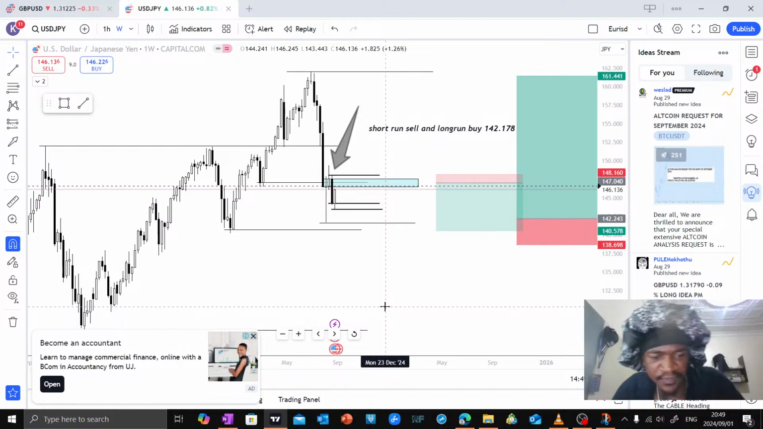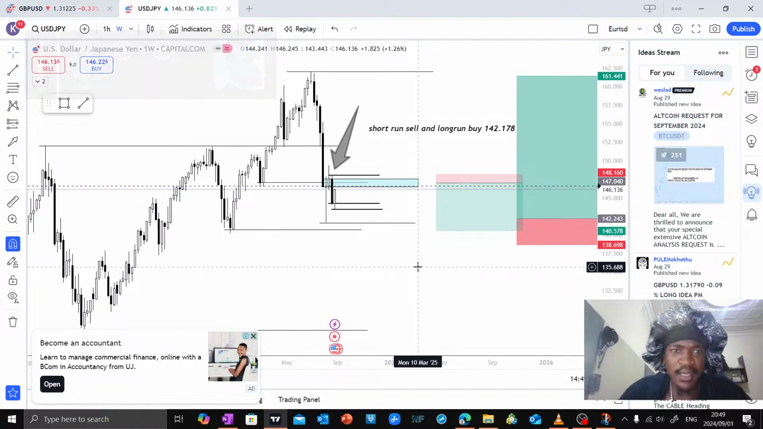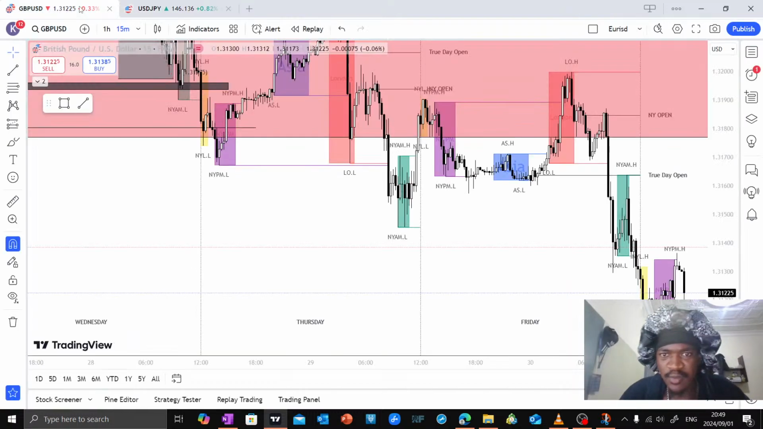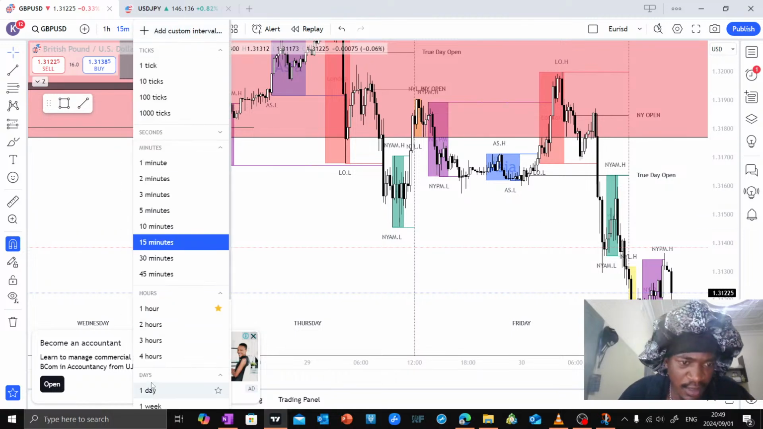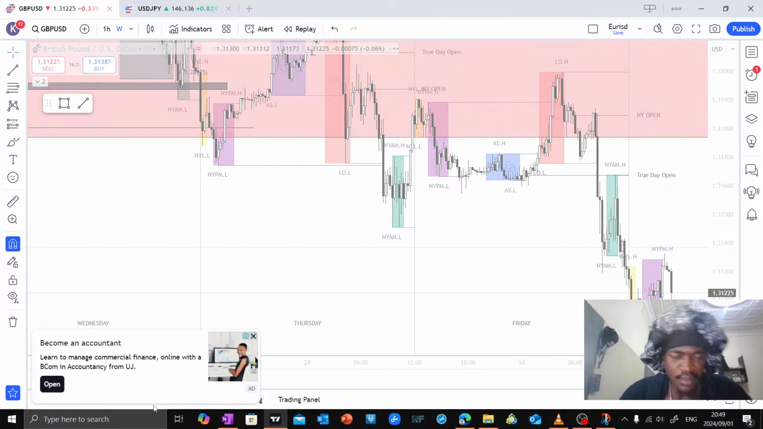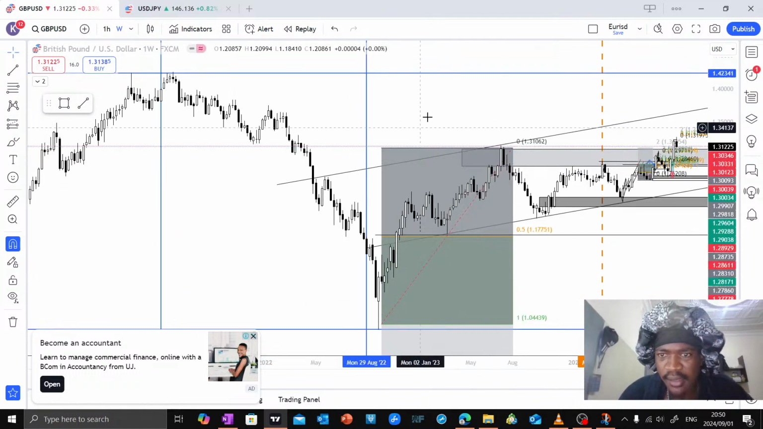Okay, so let me just decrease the volume a bit. So that's the setup we have. And then let's go look at the GBP USD. For GBP USD, it's the same thing. We're gonna go to the weekly time frame. And then in the weekly, we reset this chart. All right.